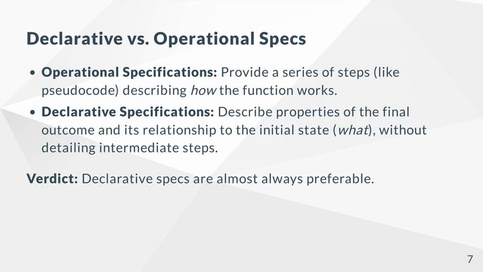An operational specification provides a series of steps, essentially like pseudocode. A declarative specification, which is almost always preferable, instead describes the properties of the final outcome and its relationship to the initial state. Think of it as defining the what rather than the how.